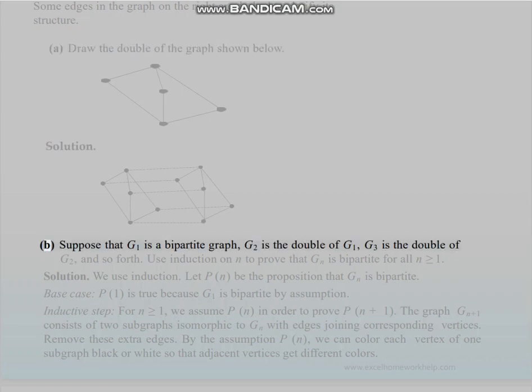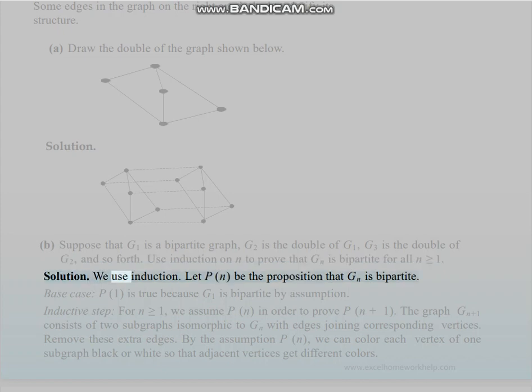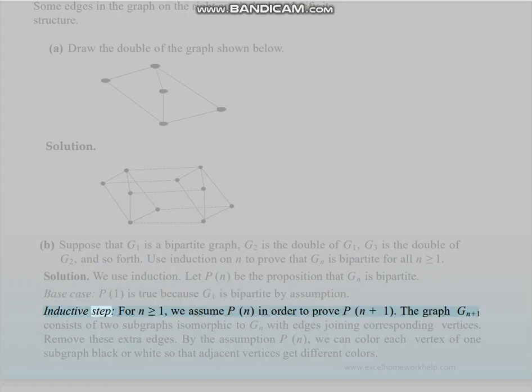Solution. B. Suppose that G_1 is a bipartite graph, G_2 is the double of G_1, G_3 is the double of G_2, and so forth. Use induction on n to prove that G_n is bipartite for all n greater than or equal to 1. Solution. We use induction. Let P(n) be the proposition that G_n is bipartite. Base case: P(1) is true because G_1 is bipartite by assumption.